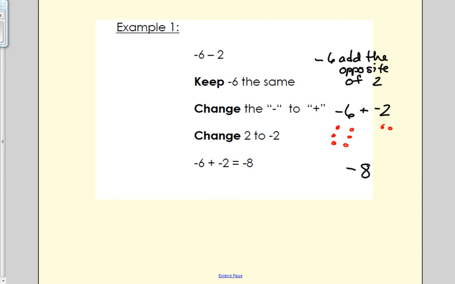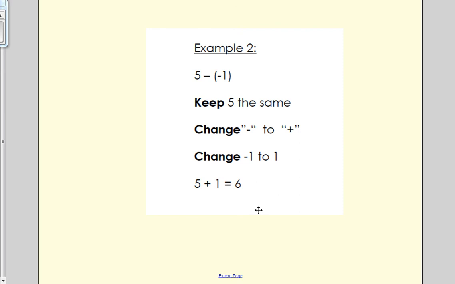Let's look at another example. Here we have 5 minus a negative 1. We're going to keep 5 the same, change subtraction to addition, and change the negative 1 to 1. Using the wording as the opposite of, we would have 5. We're going to add the opposite of negative 1. Okay, so that's 5. And add the opposite of negative 1 is a positive 1. So now we have 5 plus 1, and that is 6. Okay?